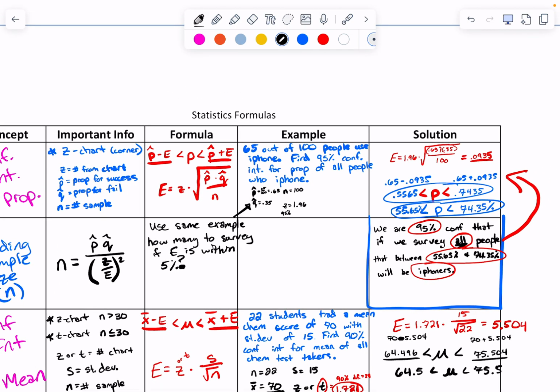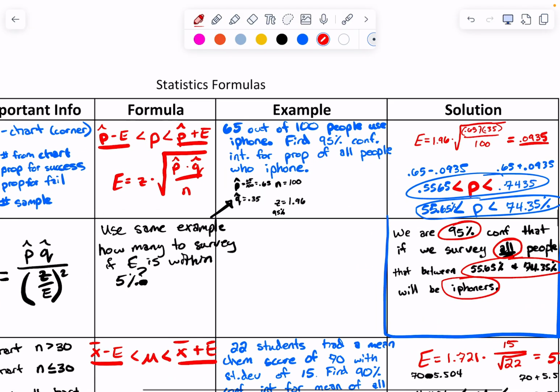But I want my error to be less. I want it to be more accurate. I want my error to be lower, which means I have to do what with n? Bigger. N must be bigger than what it was before, and it was 100 before. So I know that n has to be bigger than 100.